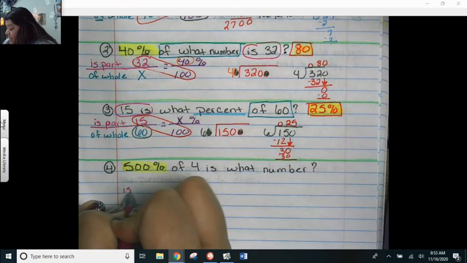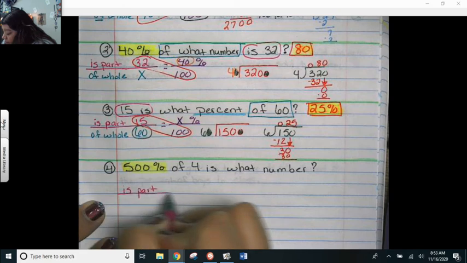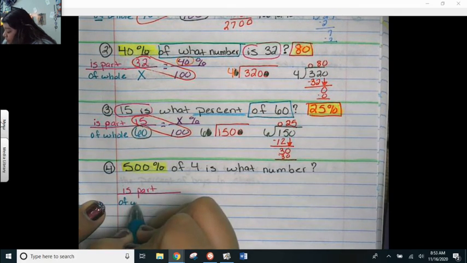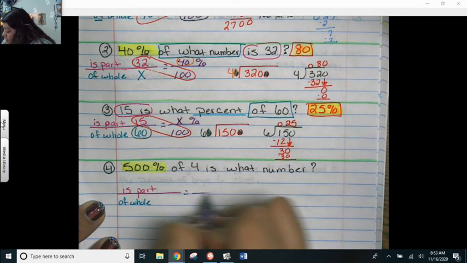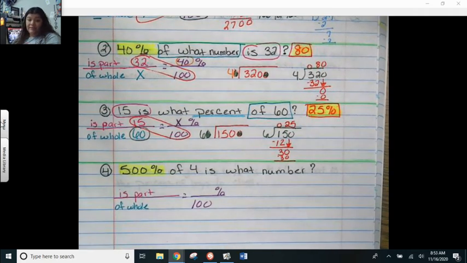So I'm going to write it out. Is over of, part over whole, equals percent over 100. And that's because I see a number in there with a percentage. I can use a percent proportion.